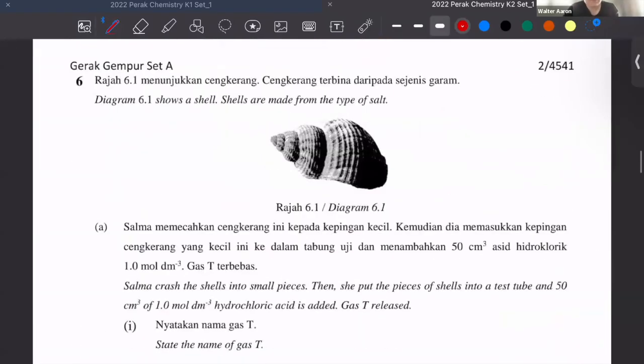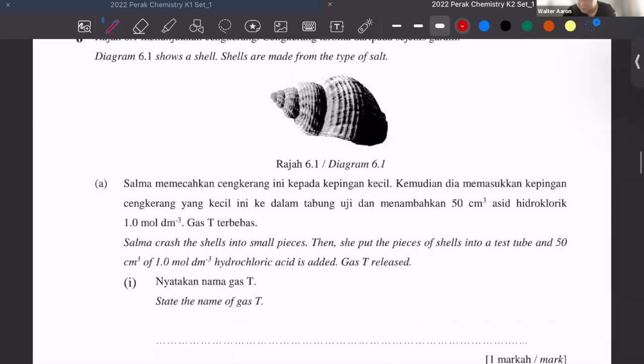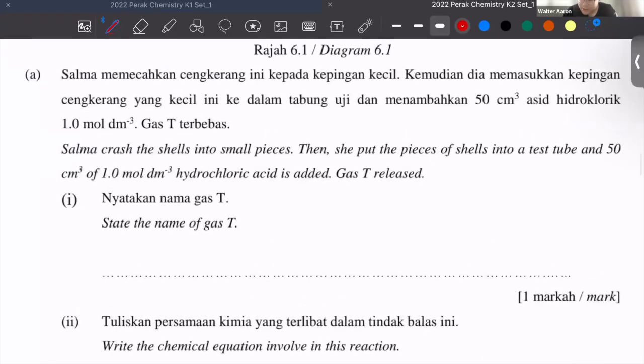So number 6, diagram 6.1 shows a shell. So this is a seashell probably from the seaside. Shells are made from a type of salt, and it's normally in the form of calcium carbonate. Okay. So A, Salma crushed the shells into small pieces, and then she put pieces of shells into a test tube, and then 50 cm cube of 1 mole per dm cube of hydrochloric acid is added. Gas T is released. State the name of the gas T.